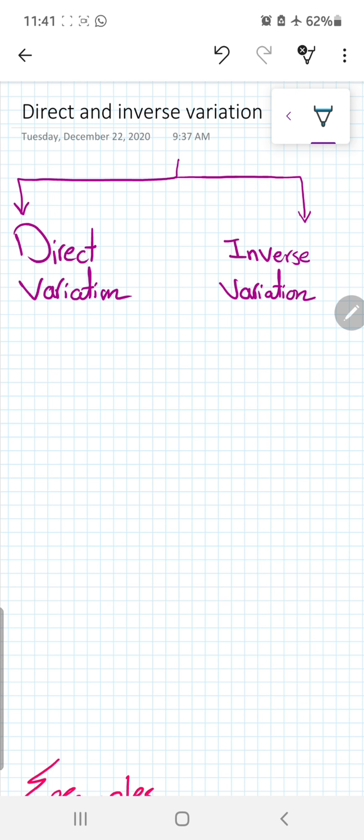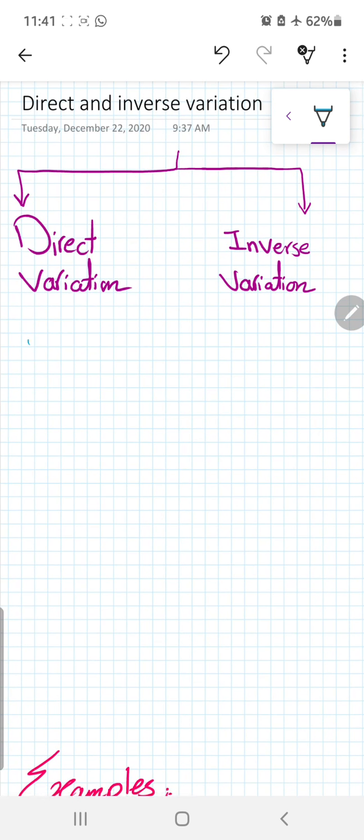Hello everyone. Our lesson today is about direct and inverse variation. If we talk about direct variation, we say y varies with x. y and x are two variables. So if we increase the value of y, the value of x will increase. If we decrease the value of y, the value of x will decrease. So the relation between x and y is direct variation, and this symbol is called varies.